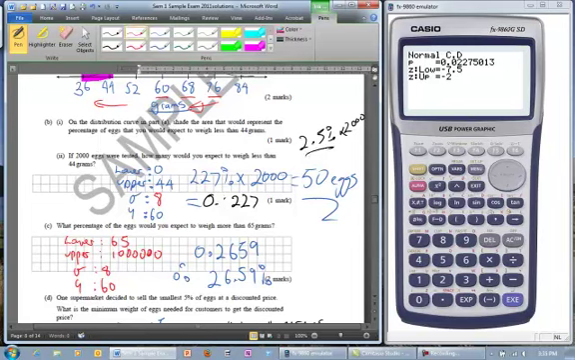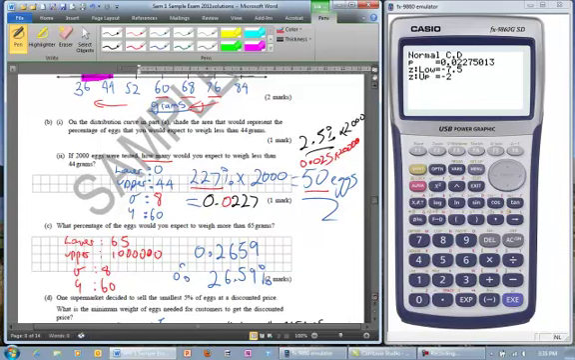Then to work out how many eggs, because it says how many eggs, you turn it into a decimal and multiply by 2,000, which equals 50 eggs. It's the same as if you did 0.025 times your 2,000, which would also give you your 50 eggs. So you can either use a calculator or use the graph there.